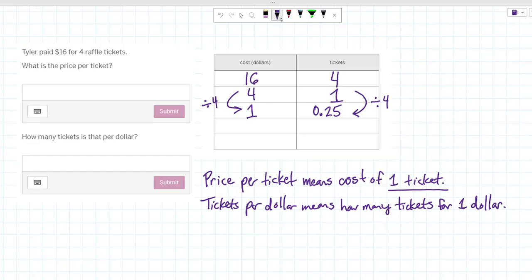Alright, so just to recap, we said that the price per ticket was $4, and we said that we could get 1/4 or 0.25 tickets per dollar.